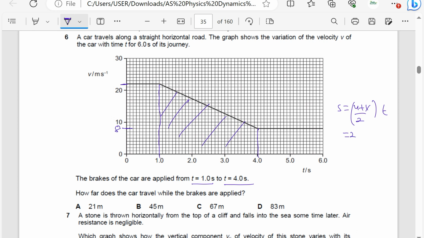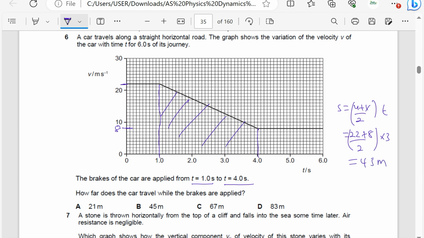So we have 22 plus 8 divided by 2, and the time is 4 minus 1, which is times 3. So this gives us an answer which is 30 by 2, which is 15, times 3, which is 45 meters.